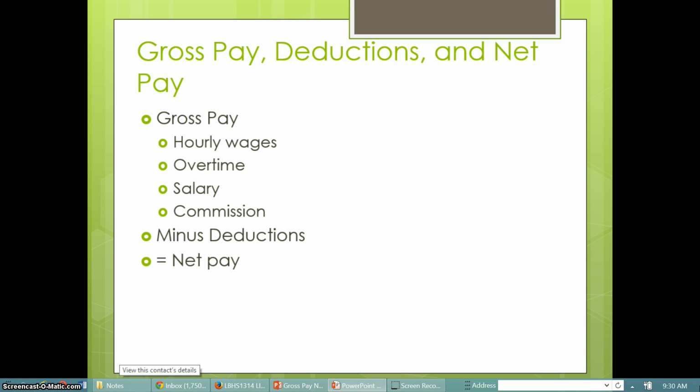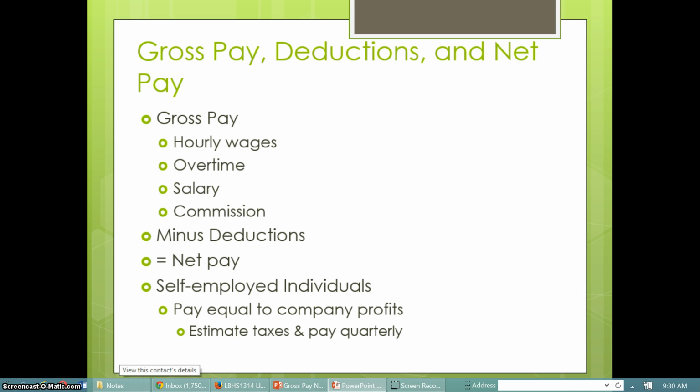If you do not work for an employer and you work for yourself, you may earn self-employed pay. And that's where you have pay equal to the company's profits, and you pay taxes on a quarterly basis.